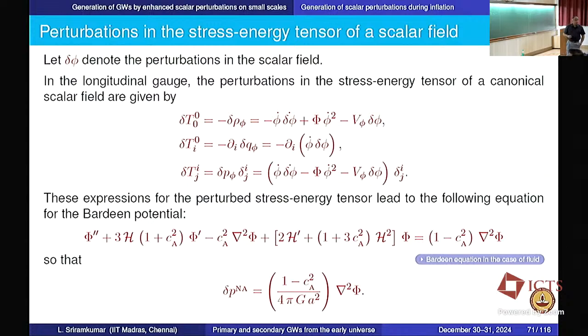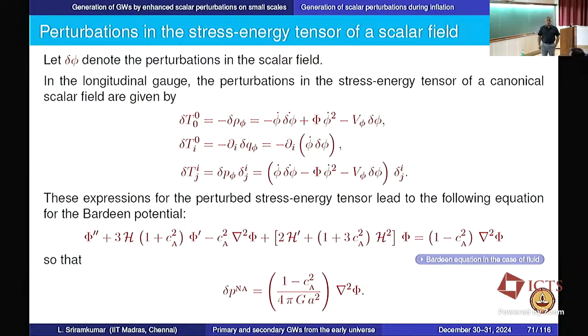And what you can do is plug this into the Einstein equations. Now we have specific expressions for delta rho and delta p, and you can plug those expressions into the first order Einstein equation that we had, and arrive at the Bardeen potential. And what you find is that the delta p_NA that we had, which in the case of fluids had to be specified, has a specific form here.